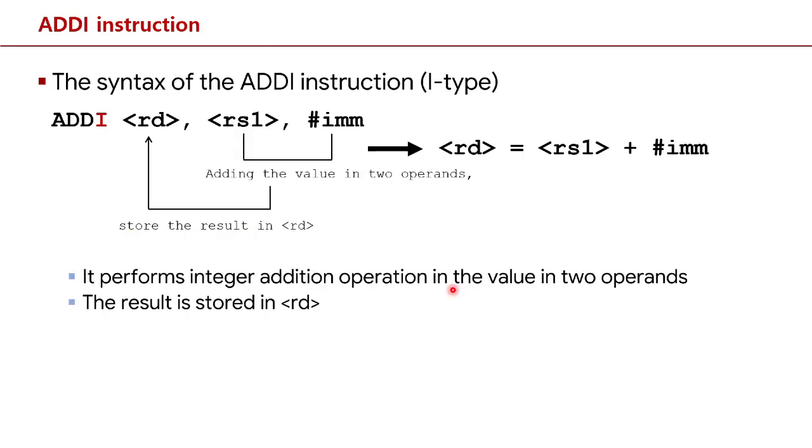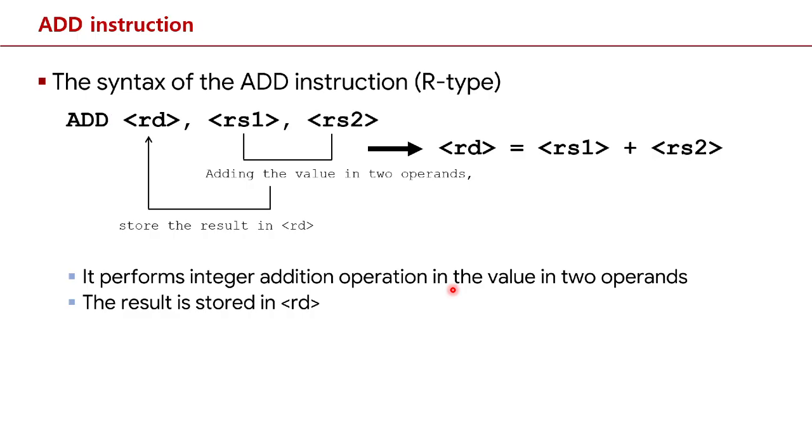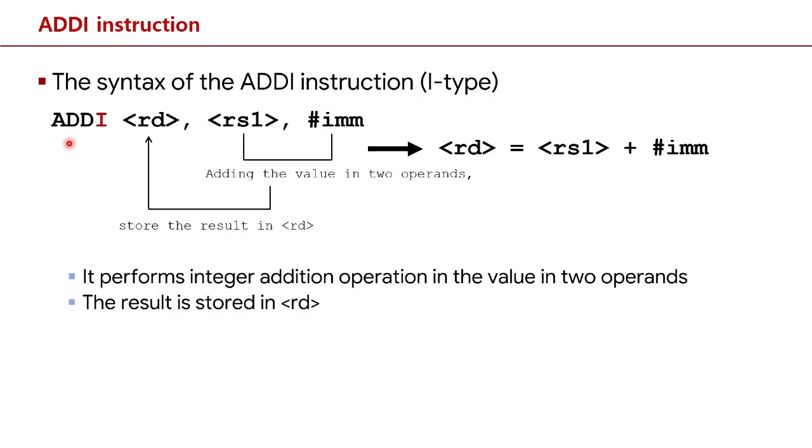So let's summarize this lecture. The add assembly instruction supports an addition operation between two operands. The add instruction is an R-type assembly instruction, because the second operand is a register. As for the ADDI assembly instruction, the second operand is an immediate constant, so this instruction is considered an I-type assembly instruction.